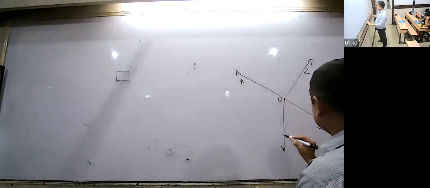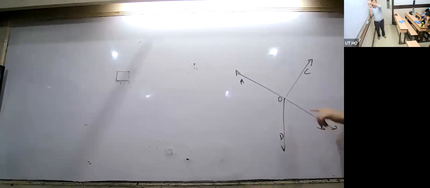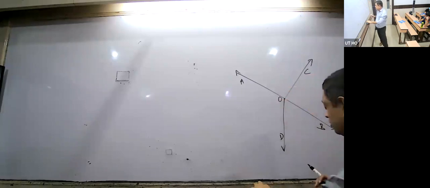Suppose it is coming this way. Are they vertically opposite angles? No. Why not? They are not formed by straight lines. Remember, don't simply take any two angles as vertically opposite. Straight lines should be there. That is a vertically opposite angle.